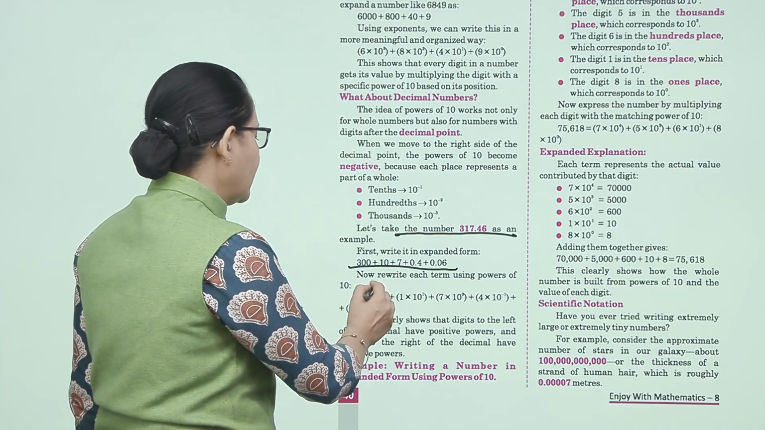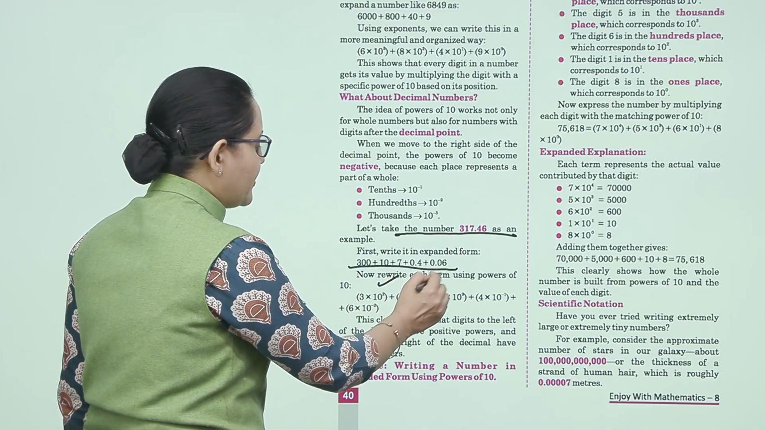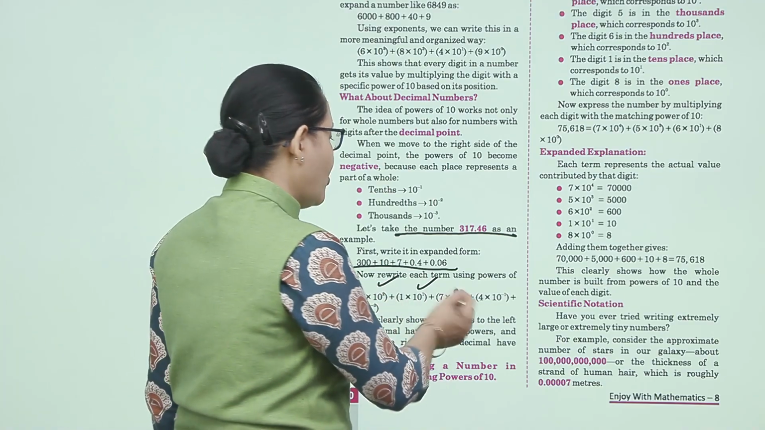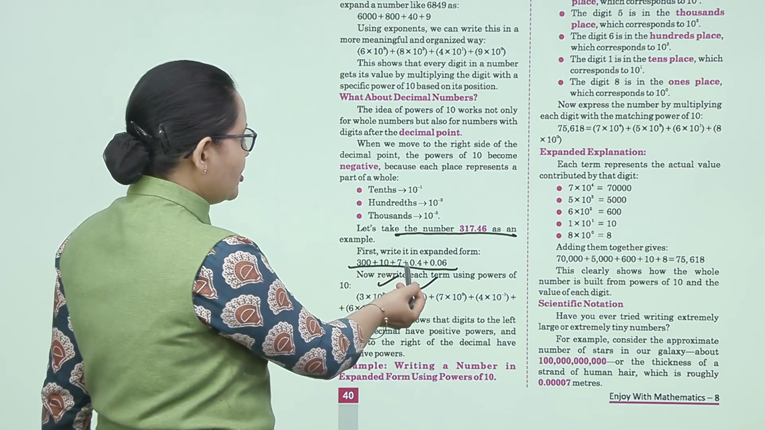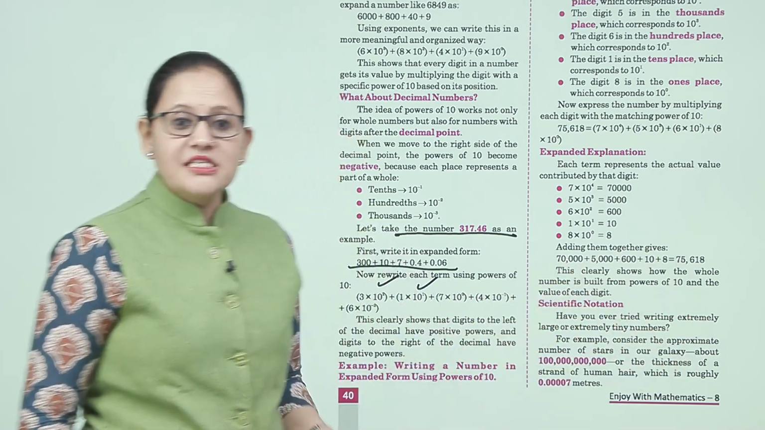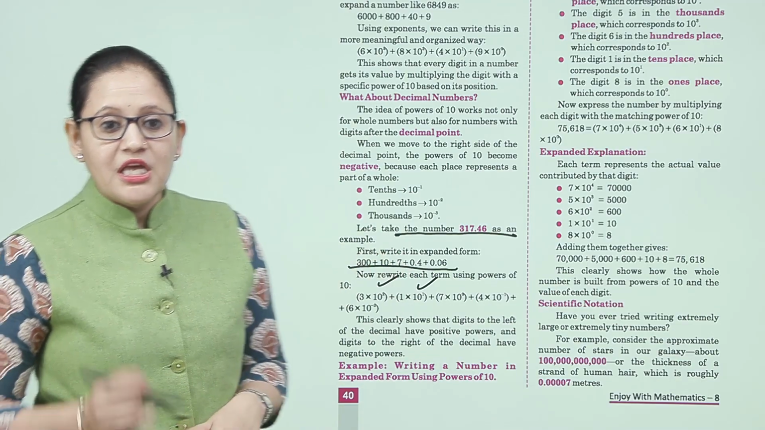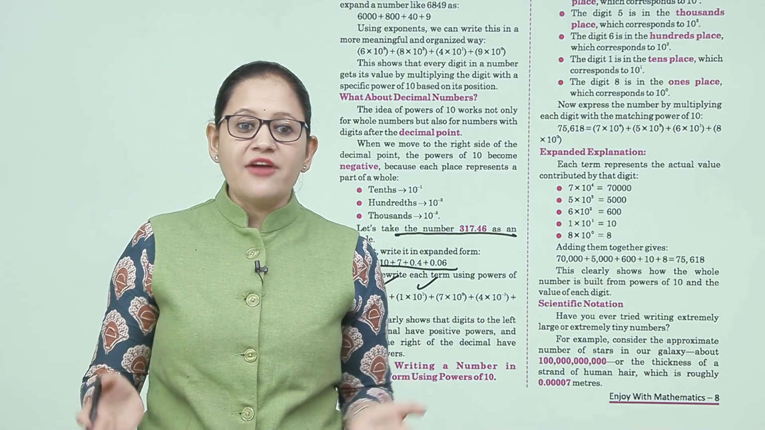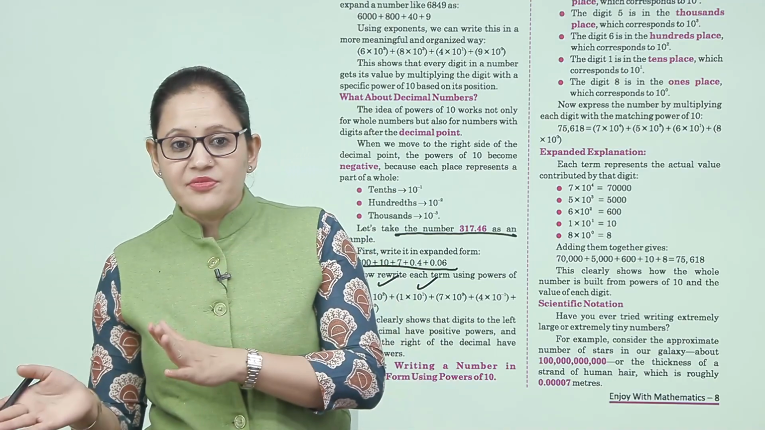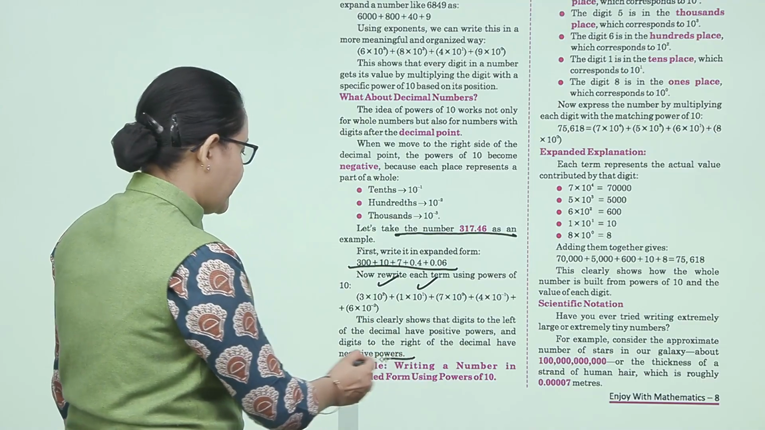So that is equal to 3 into 10 to the power 2, plus 1 into 10 to the power 1, plus 7 into 10 to the power 0, plus 4 into 10 to the power minus 1 (because it is 0.4), plus 6 into 10 to the power minus 2. This clearly shows the digits on the left of the decimal have positive powers and the digits on the right of the decimal have negative powers.